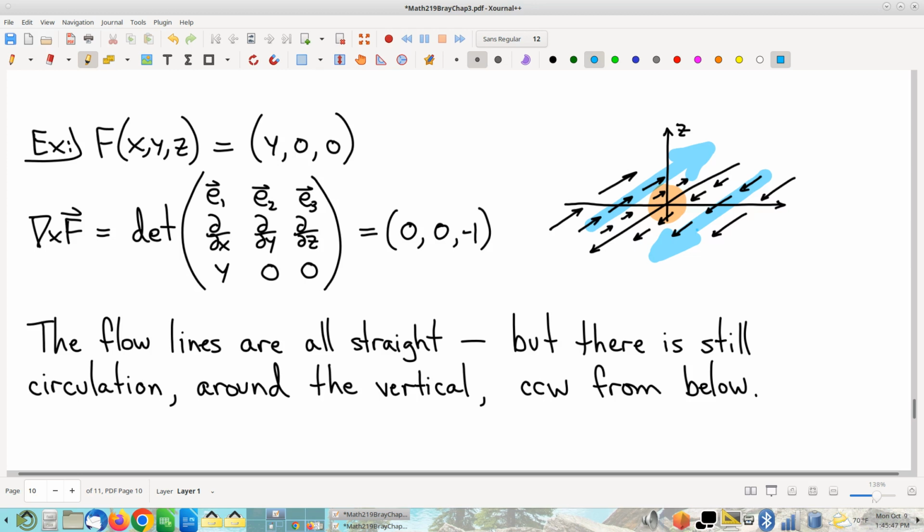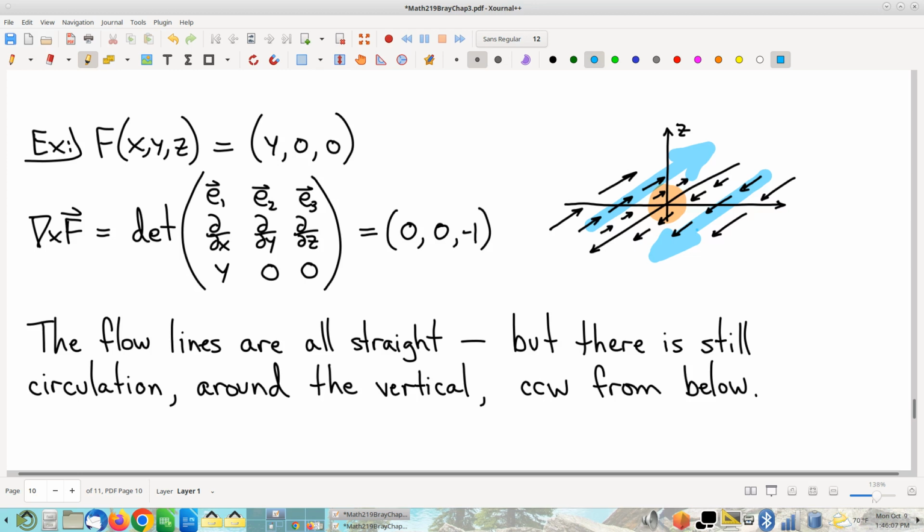Right? Because in some sense, it's being pushed, what you might call clockwise, on both sides. Everybody see that? So that's kind of a weird thing. Very hard to see it from the picture itself because, again, the flow lines are all straight. Right? So this is one of the cool things about curl.